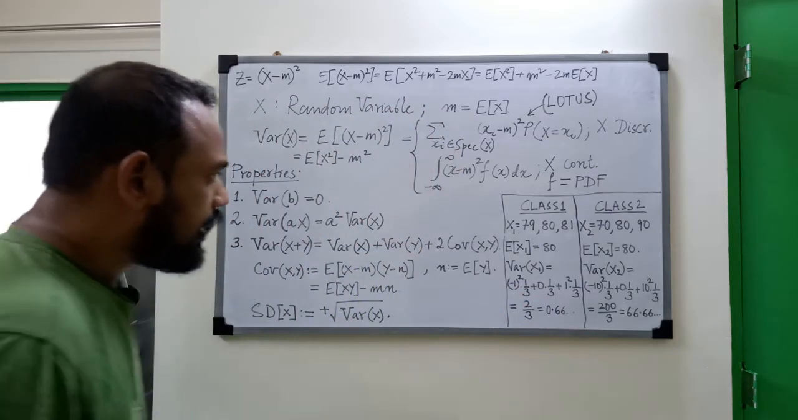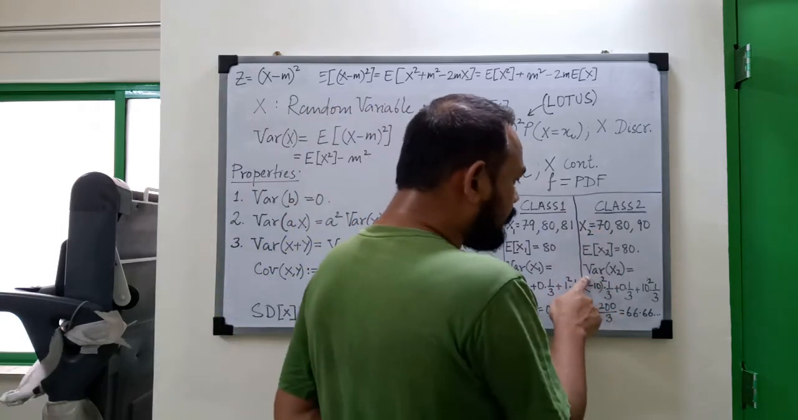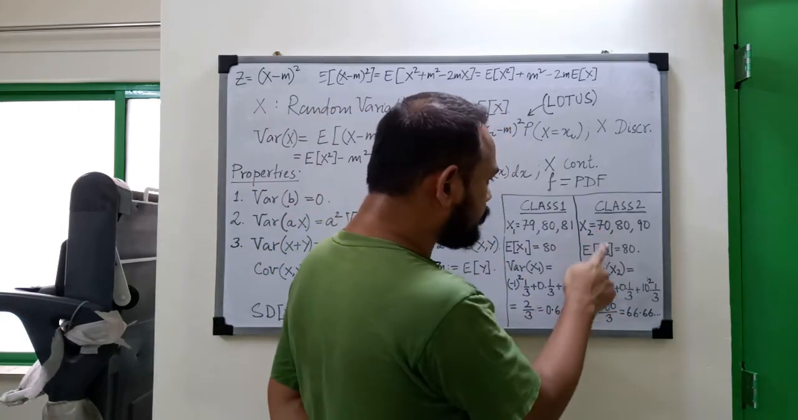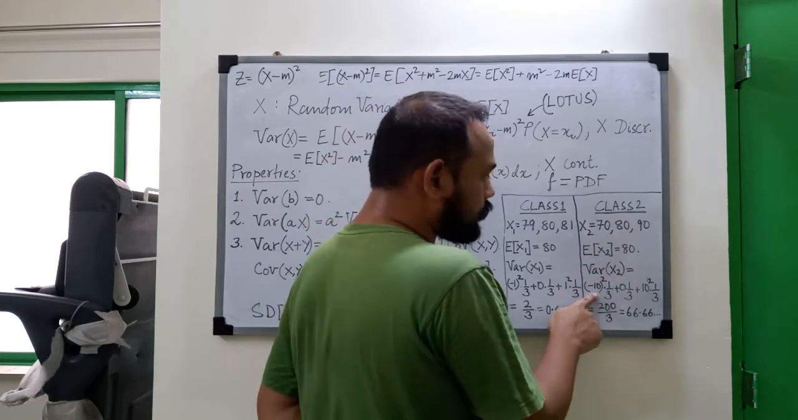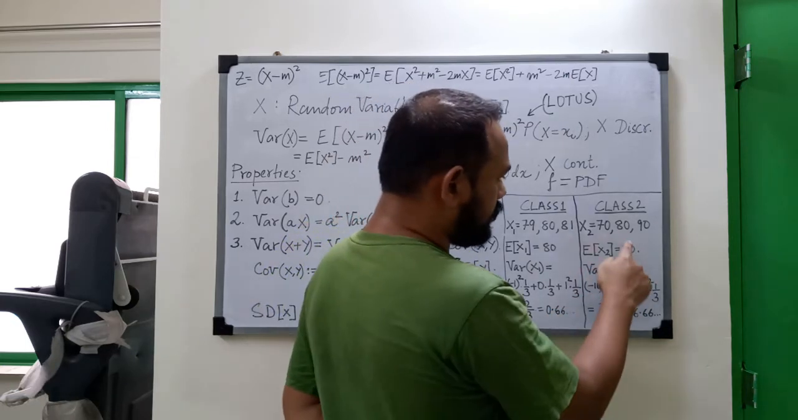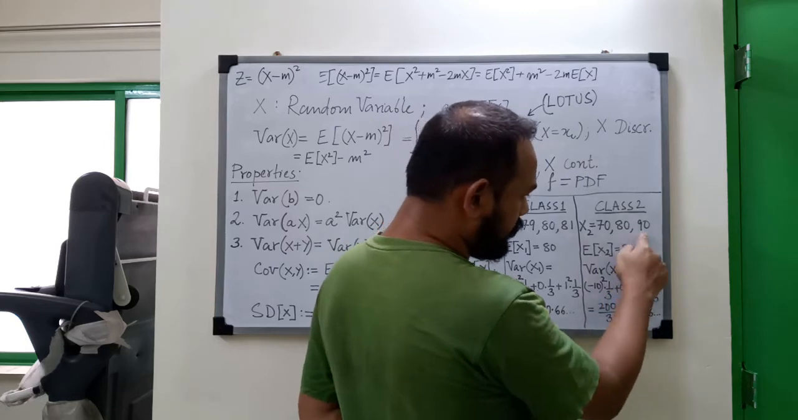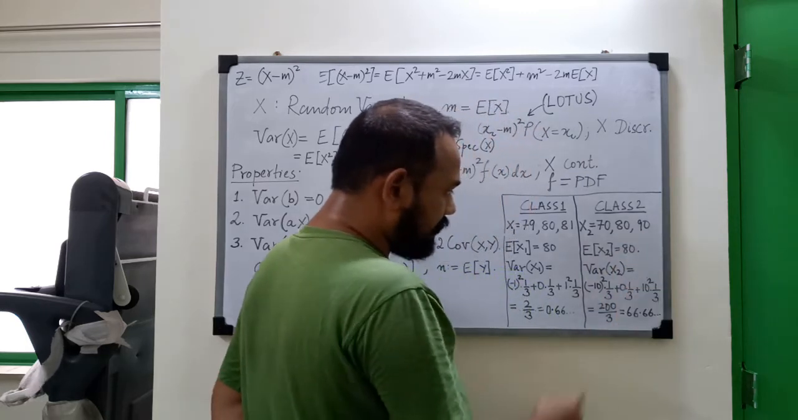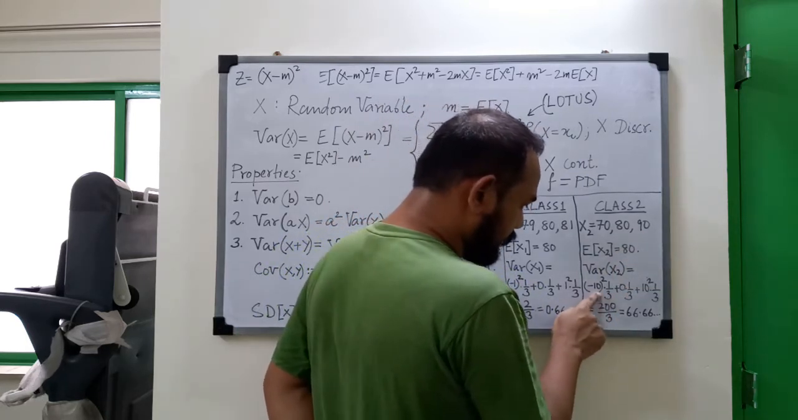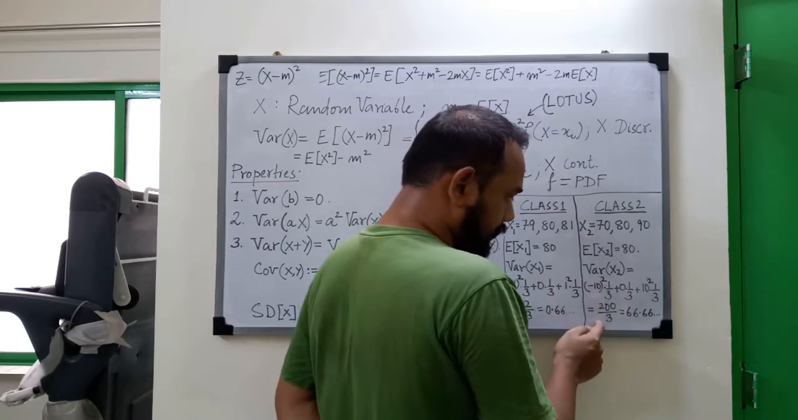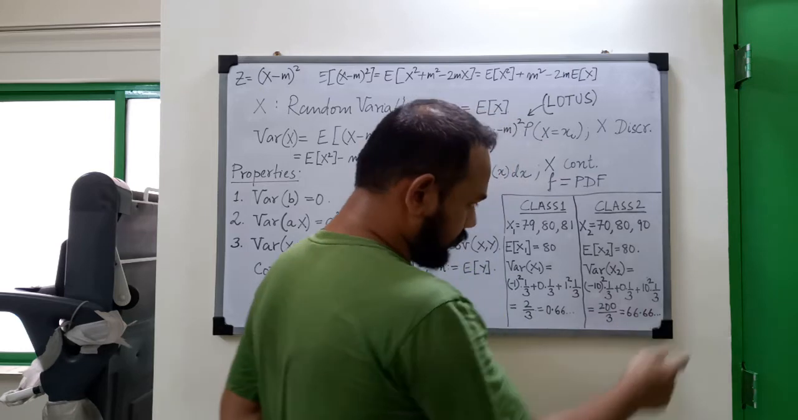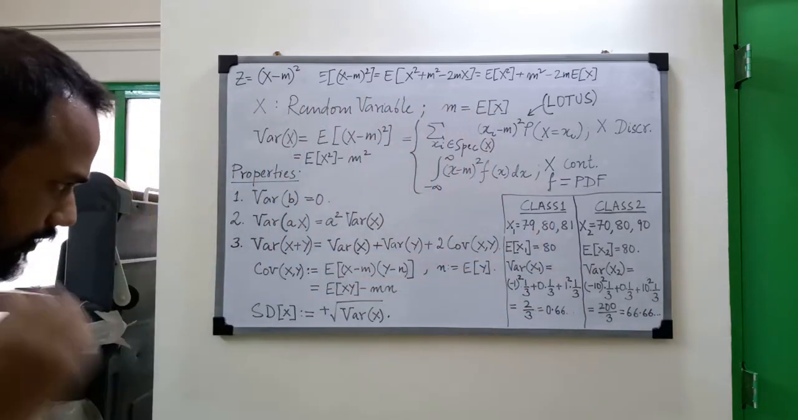If you work out the variance of the second class, the difference of the first value from the average is minus 10 squared. For the second one it is again 0. For the third one it is plus 10 squared. This gives you 100, and this also gives you 100. So that's 200 by 3, which is 66.666666.